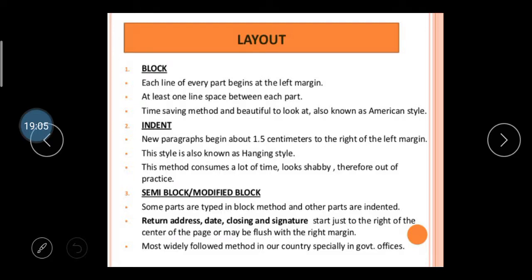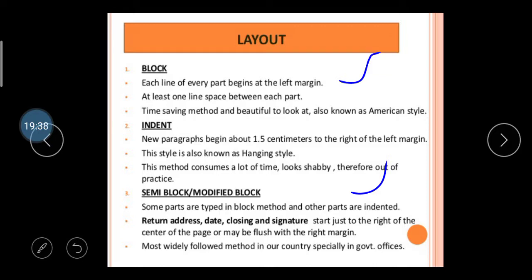Then the semi-block, or modified block, method. Some parts are typed in the block method and some parts are typed in the indent method. So here are the three famous styles of the business letter. You can write your formal letter in the block form or in the semi-block form. The address, date, closing, and signature start from the right of the center of the page, and it may be very useful for your business letter.